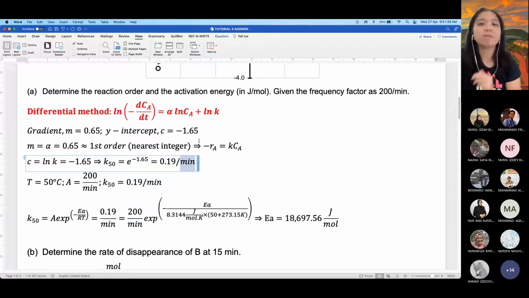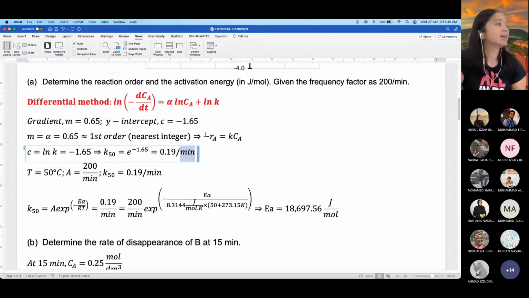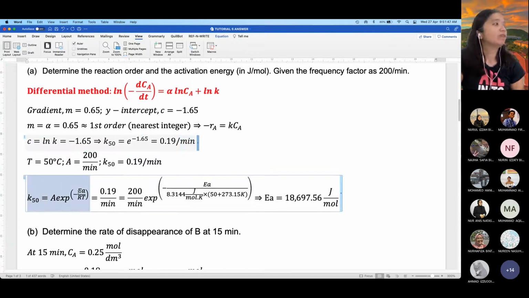Although you already have K, you haven't answered the question. The question wants you to find EA. By now you're already familiar, right? We already learned the Arrhenius equation. In fact, we use it so many times that it's something you're very familiar with.